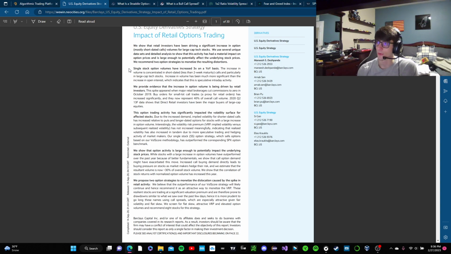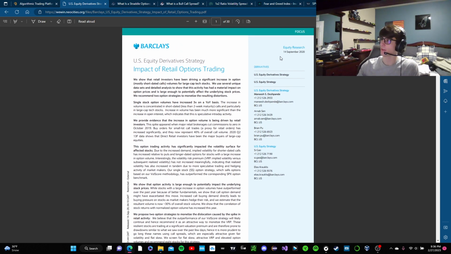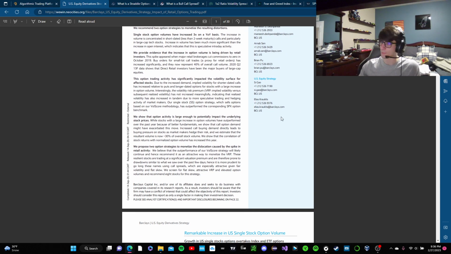2022 Q2 13F data shows that direct retail investors have been major buyers of large cap equities. Another paragraph, but first, I want to say that this was done on September 14th of 2020, so pretty old, but not that old.